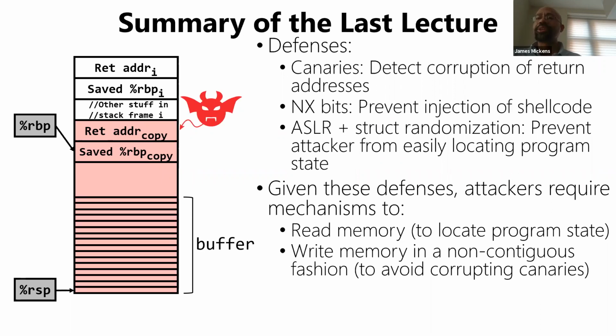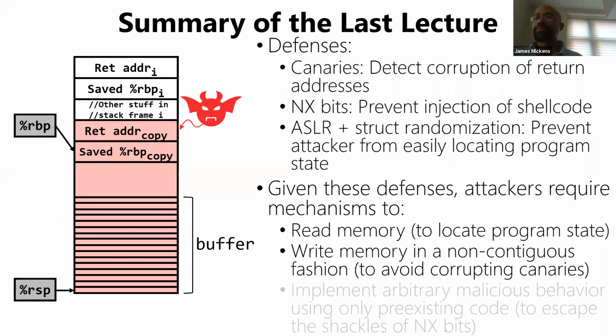Attackers also want the ability to write memory in a non-contiguous fashion. And the reason why this is helpful is that the attacker will want to avoid corrupting canaries. So with the vanilla buffer overflow, the goal of the attacker is to overwrite the return address, but there's a lot of collateral damage. So you have to write everything from the start of the buffer all the way up to the return address. It would be ideal if the attacker had a way to issue more pinpointed writes so that in effect the attacker could skip around parts of the stack and only write the parts that need to be controlled, like the return address.